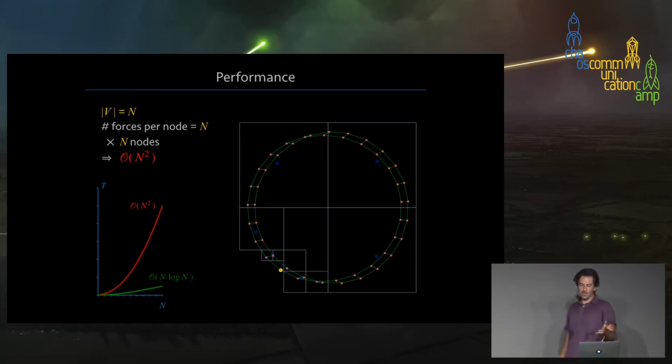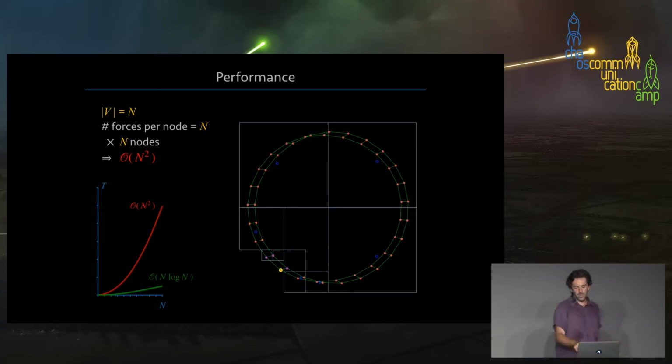And in this case, for example, we are looking at the bottom left, there is a yellow node. We're looking to calculate, let's say, the force on this particular node. What does this node see? So it sees each square in this picture as being one node.